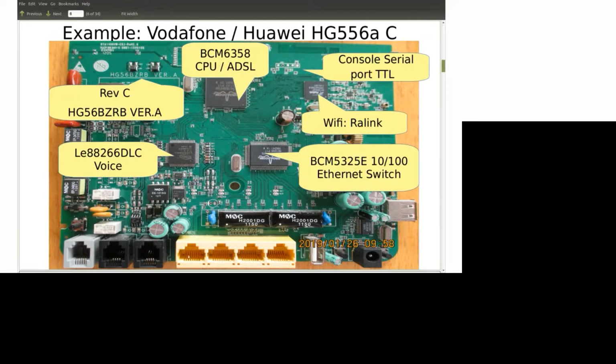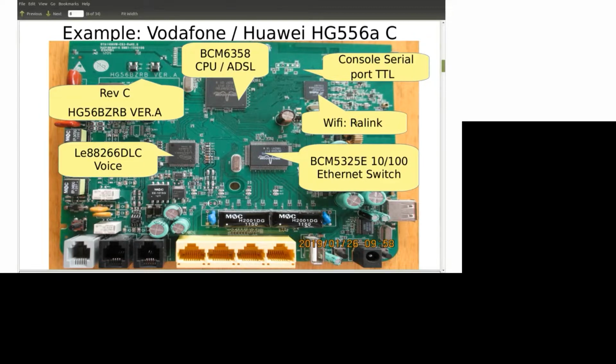There's 4 LAN ports along the bottom there, the yellow ones. The Ethernet switch is a Broadcom 5325 switch. It seems pretty common in a lot of these modems, but bear in mind it's only 10/100 megabits per second. So if you're hunting around trying to find a modem to play around with, you might want to go for something newer. It doesn't use this chip, but uses a chip that supports up to 1,000 megabits per second.